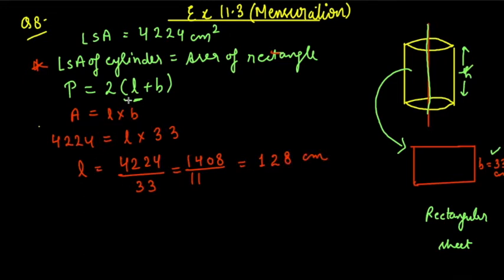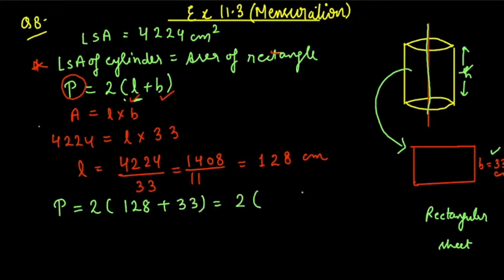So now you have length, breadth is already given, and this you have to calculate. Therefore what can we write? The perimeter of the rectangle will be 2 into (L + B). How much is L? 128. How much is breadth? 33. So let's solve it. How much will it be? 8 plus 3 is 11, 3 plus 2 is 5, plus 1 is 6, and 1, which gives you 161. 2 ones are 2, 2 sixes are 12, 1 carry, 2 ones are 2 plus 1, 322 centimeter. So this will be the perimeter of the rectangular sheet.